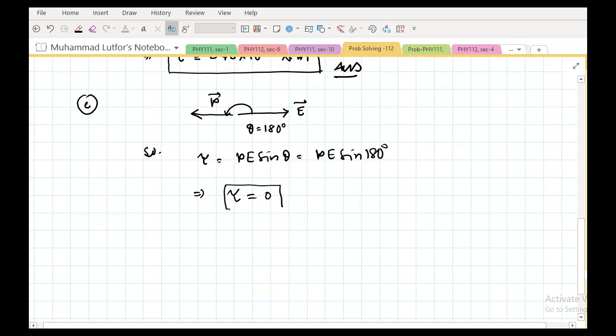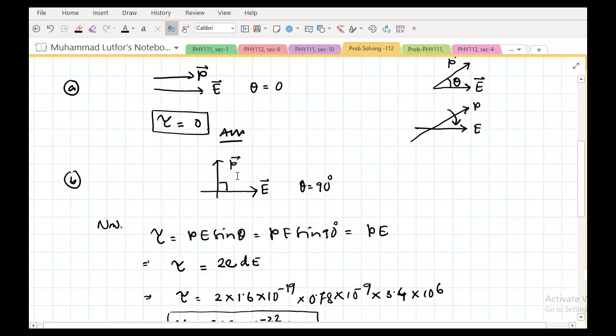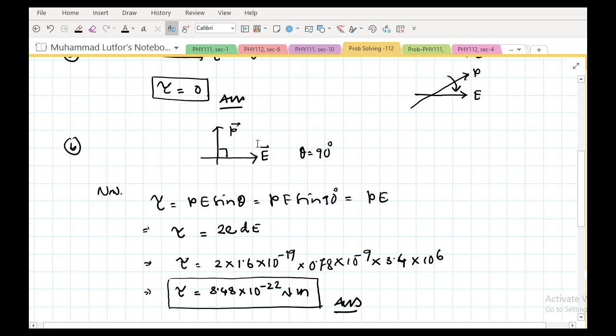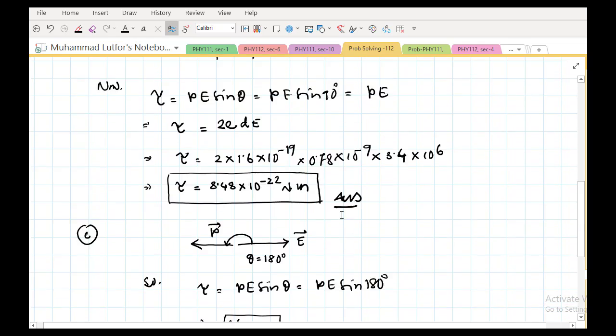So that's how we can find the torque due to an electric dipole in an electric field. Torque would be maximum when the dipole moment and electric field are perpendicular to each other, whether it is parallel or anti-parallel, in that case the torque would be minimum. So this is the answer to this question. Okay, thank you very much.